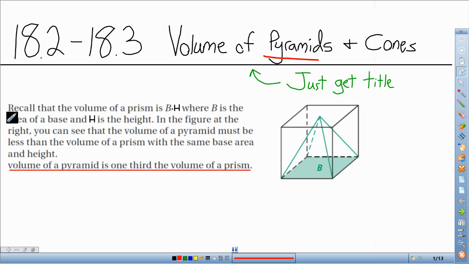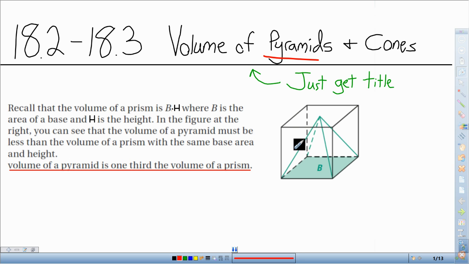Okay, so let's go ahead and read this together. It says, recall that the volume of a prism is capital B times capital H, where B is the area of a base and H is the height. Okay, we remember that from the last lesson. It says, in the figure at the right, you can see that the volume of the pyramid must be less than the volume of a prism.